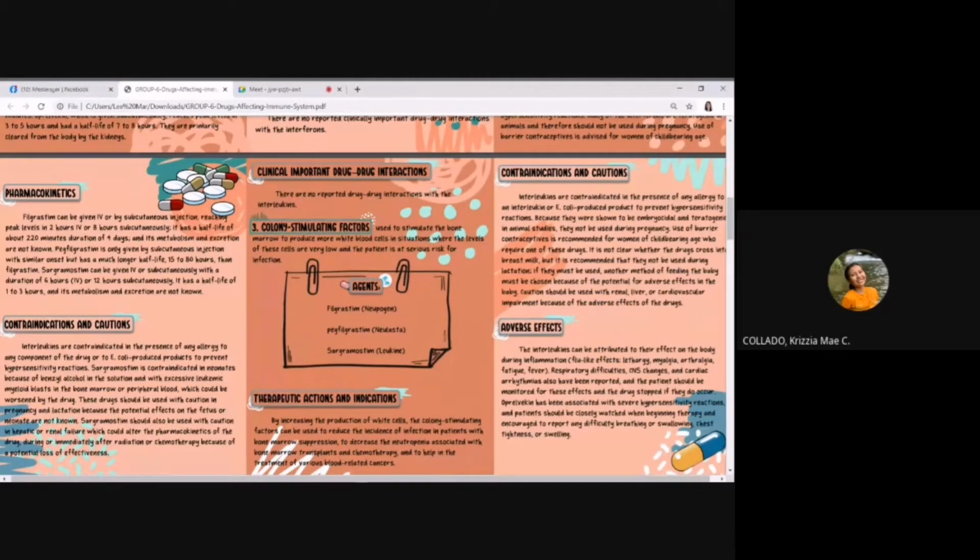Oprelvecin has been associated with severe hypersensitivity. The clinically important drug-to-drug interactions: there are no reported drug-to-drug interactions with the interleukins.